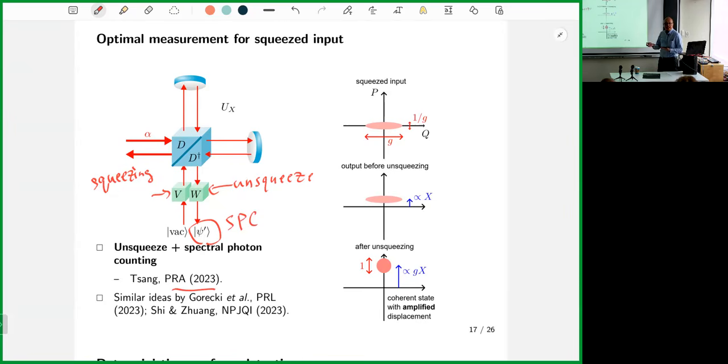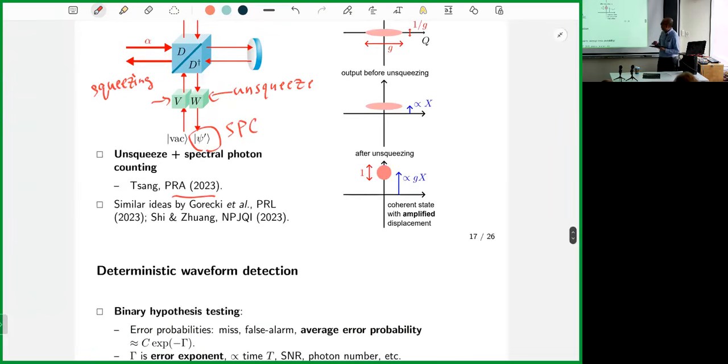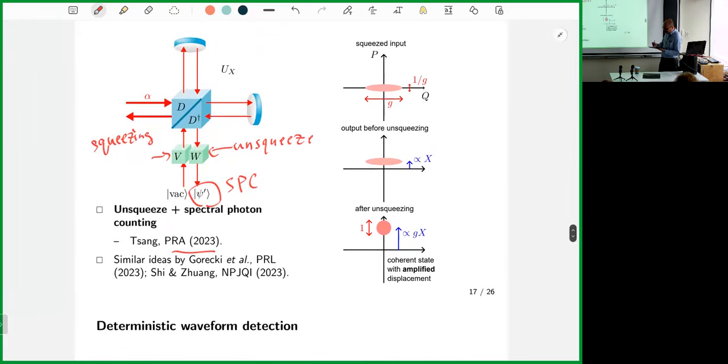One common question I get is that if you do unsqueezing, are you going to undo all the enhancement due to the squeezing? But that's not true, because if you look at the phase space, let's think about squeezed input. This is the quadrature that the Michelson is modulating. You do squeezing here. Look at the output after the Michelson interferometer, before unsqueezing. There's some displacement due to the signal.